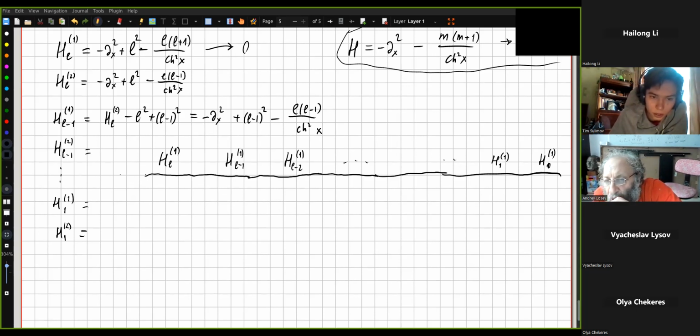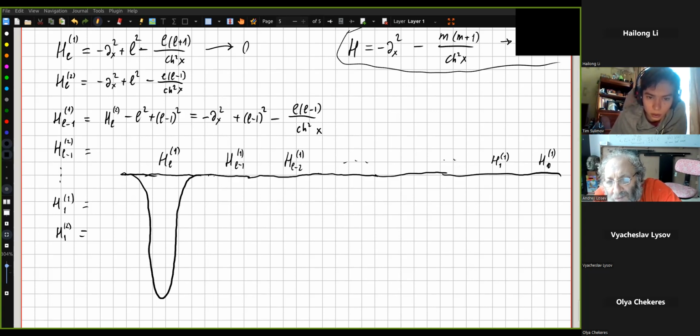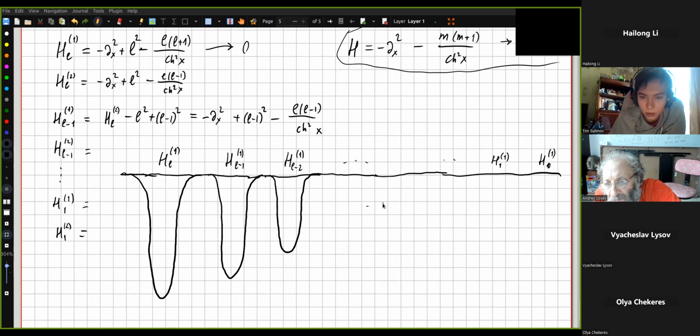Now, HL1, that's some well. HL minus 1, 1 is also a well, but it's a bit shallower. HL minus 2 is even more shallow. And so it goes until in H naught 1, we have just a free problem, no potential. And in H1, 1, we just have a very shallow well. That's how it looks.